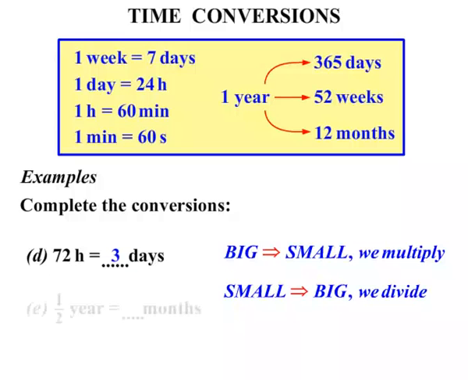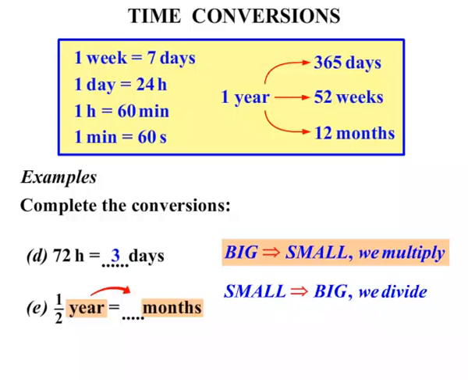The next one we've got half a year equals how many months? Or years and months, what's the connection? 1 year is 12 months. So we're going from years to months. So we're going from big to small, so we multiply by the 12. So we've got a half times 12. In other words, what's a half of 12? A half of 12 is 6. So a half year is the same as 6 months.